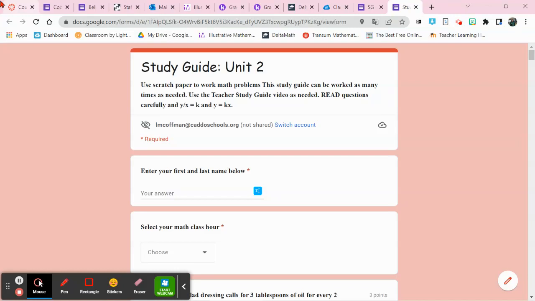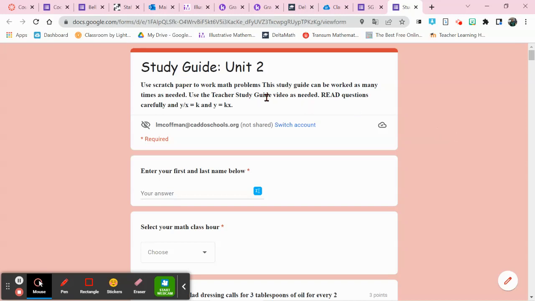Okay, so make sure you have scratch paper, and pause the video as needed. I will go through this rather quickly so the video's not super long. You can come back to it. Remember, you can do this study guide as many times as you need to prepare for the Unit 2 test and the Illuminate test. So let's get to it.